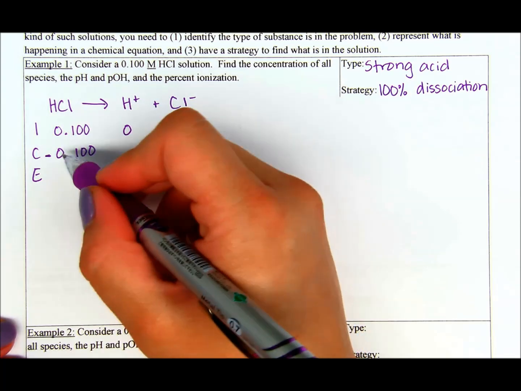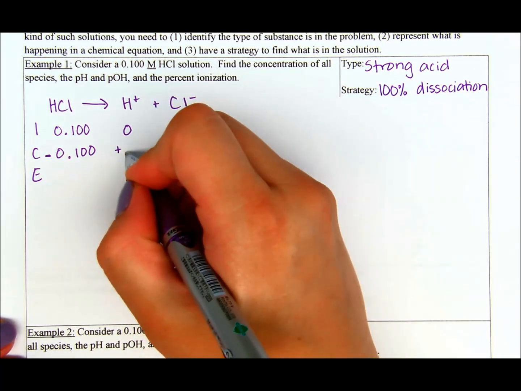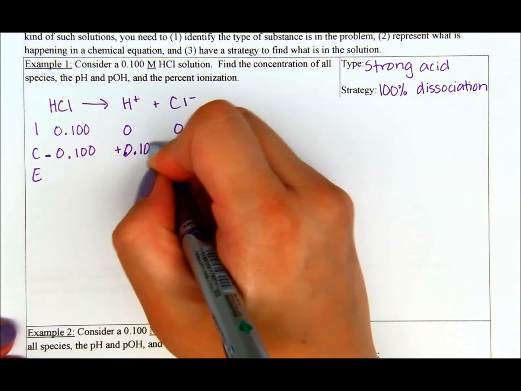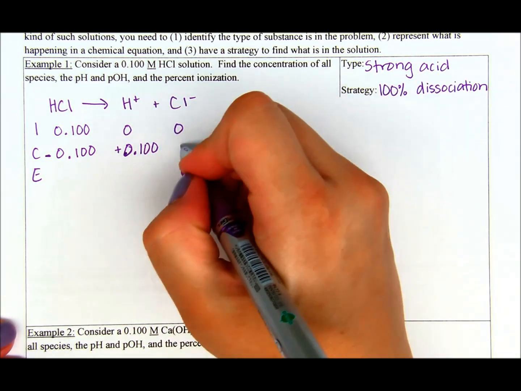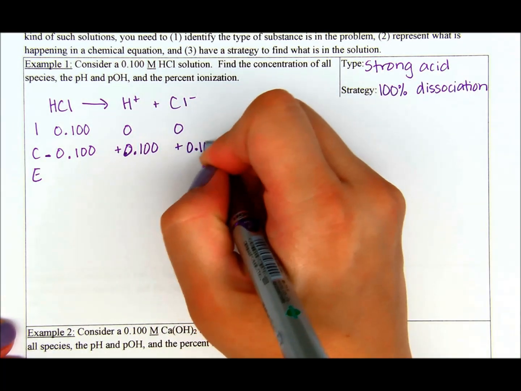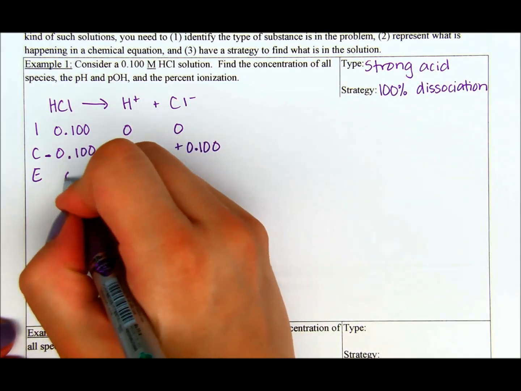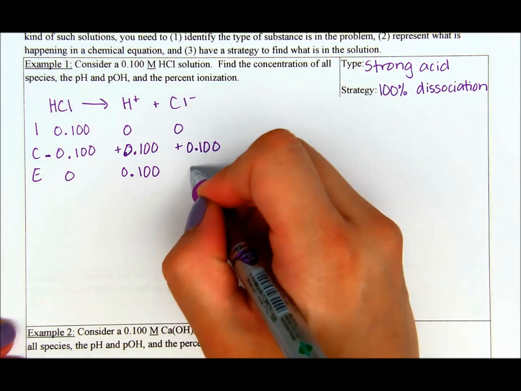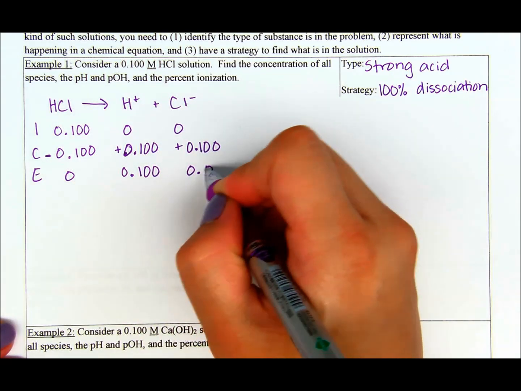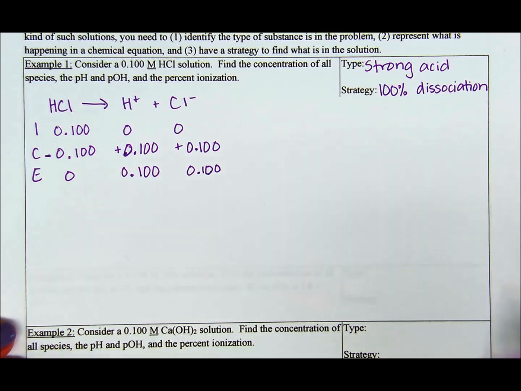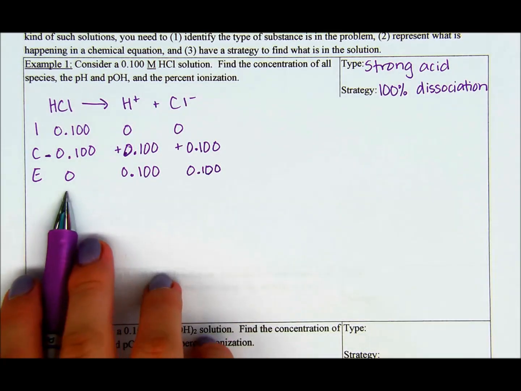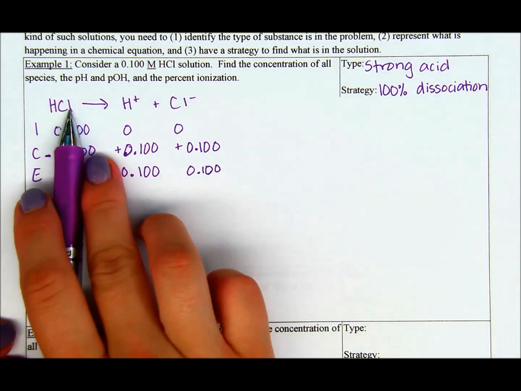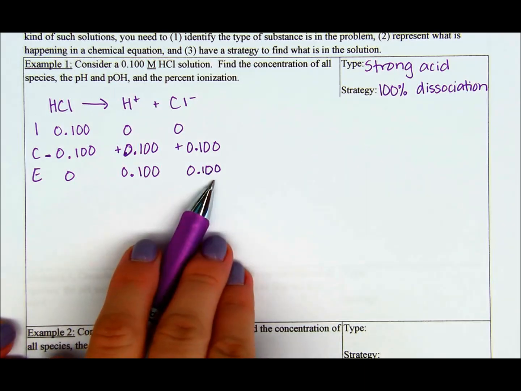We already know what that X is: minus 0.100, plus 0.100, plus 0.100. So in the end, we know we have no HCl left over, and we have 0.100 molar hydrogen and 0.100 chloride as well. That makes sense. Since this is a strong acid, we don't have any of the whole solution left, and we just have the ions dissociated.